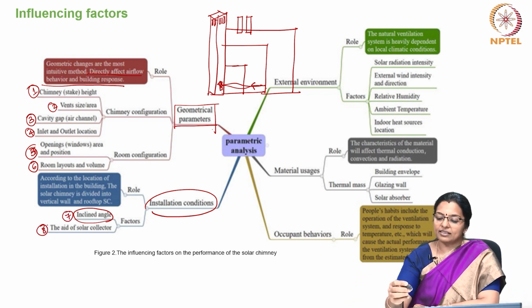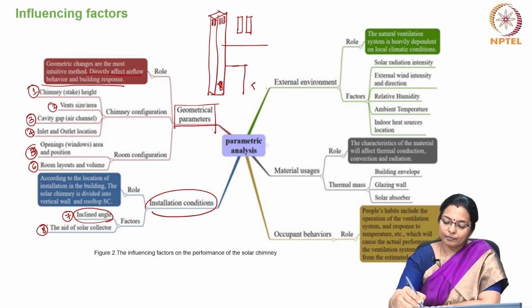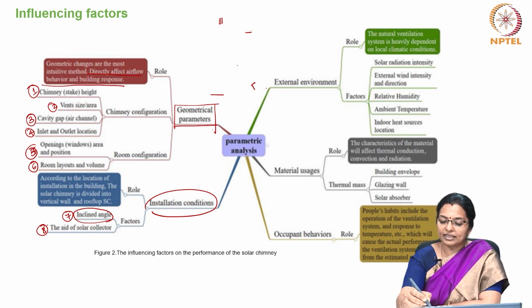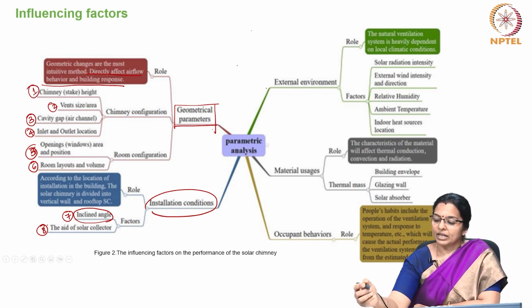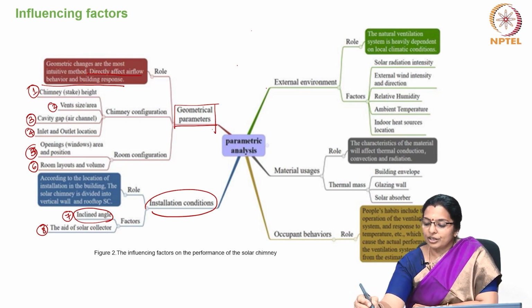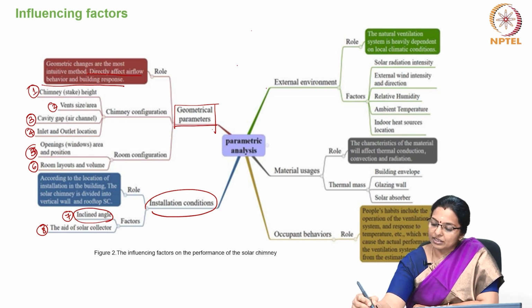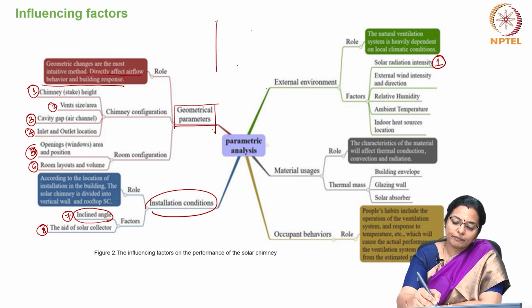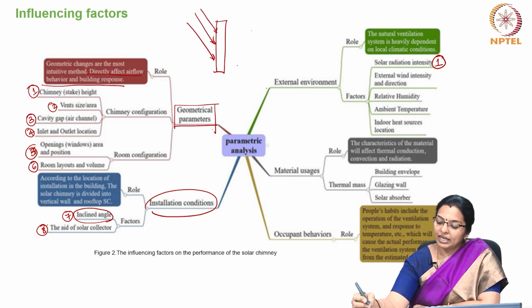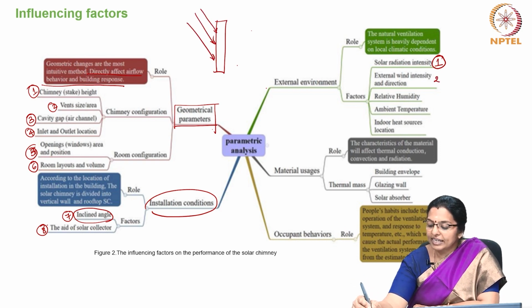There are other external environmental factors too. The external environmental factors are the role of natural ventilation system is heavily dependent on the local climatic conditions. So, solar radiation intensity, how strong is the intensity of solar radiation? External wind intensity and direction, which could dissipate the intensity of solar radiation.